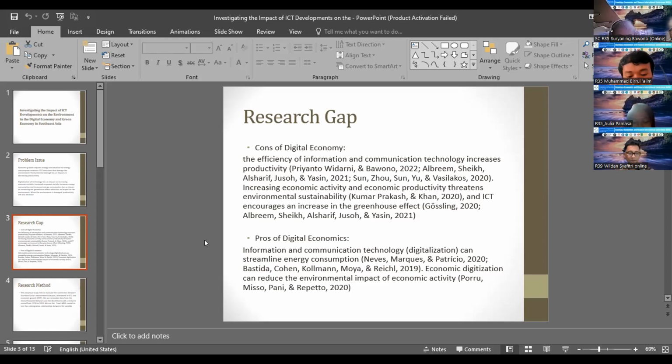Second, cost of digital economics. Information and communication technology can streamline energy consumption, according to Neves et al. and Bastida et al. And economic digitalization can reduce the environmental impact of economic activity.